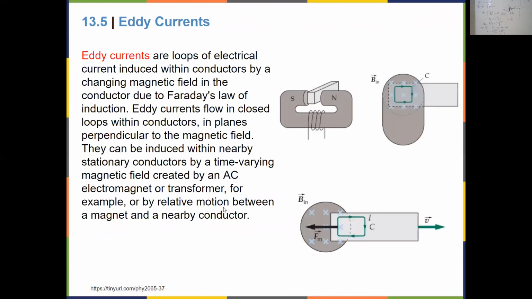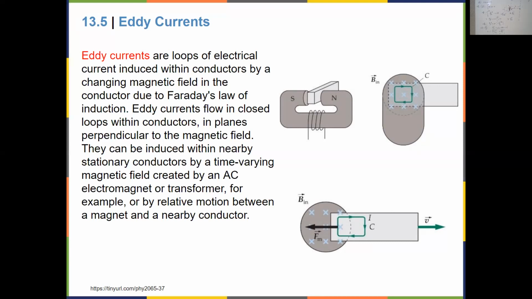All right, so that's on that section. So next we'll be taking a look at eddy currents. Eddy currents are loops of electrical current induced within conductors by a changing magnetic field in the conductor, due to Faraday's law of induction.